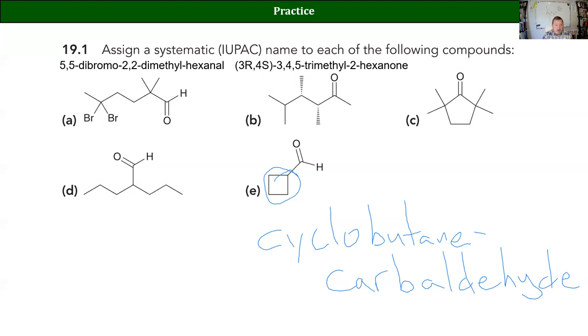Right, that's really the one exception that doesn't follow our normal rules, when you have an aldehyde attached to a carbon ring. If it was a ketone attached to a carbon ring, we would just name the cycloalkyl group as a branch the way we would with an alcohol. So for instance, if we had this compound, the name would just be cyclobutyl ethanone. But if it's an aldehyde attached, we use this carbaldehyde term.